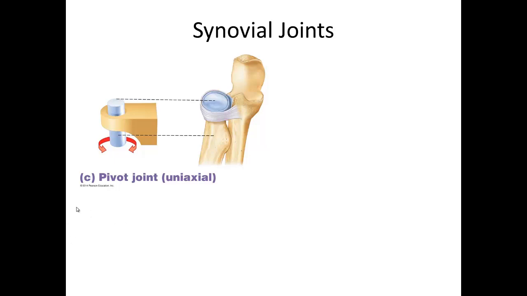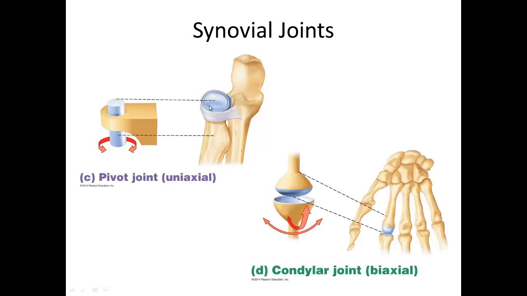So some examples of that is the proximal radial ulnar joint. So here we have the head of the radius that's attached to the ulna. And so we have a constraining ligament here that allows the long axis of the bone to rotate about this articular surface.